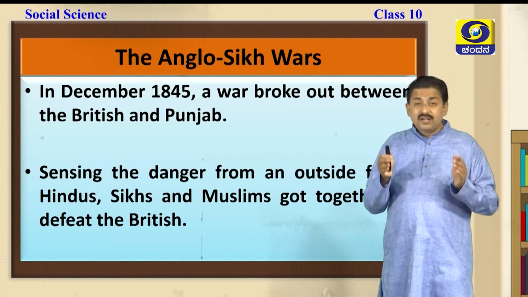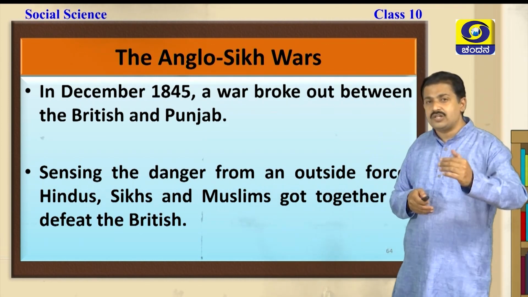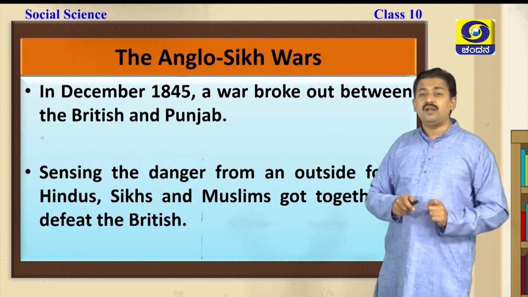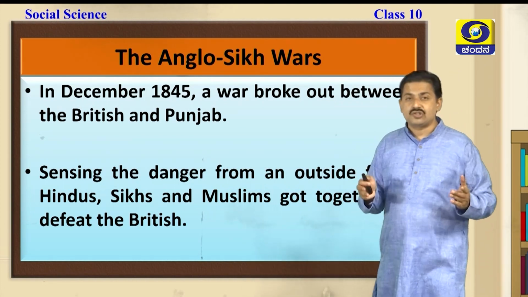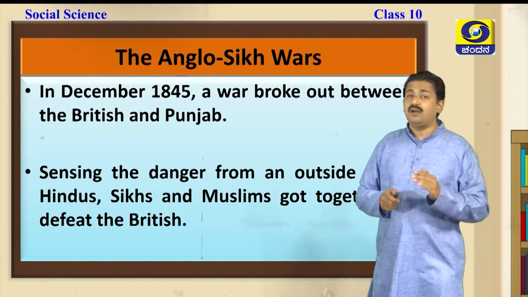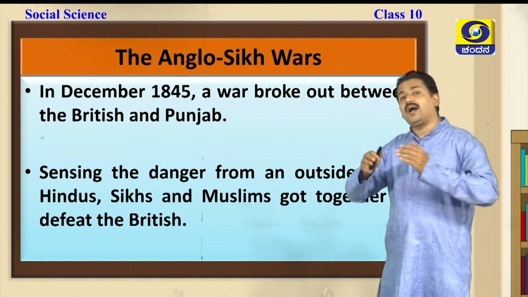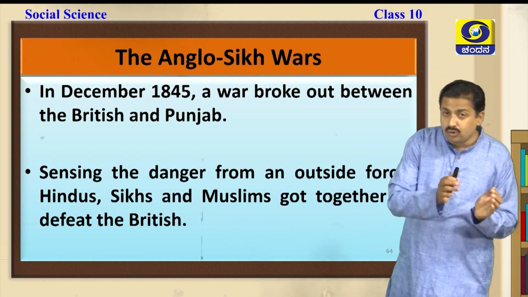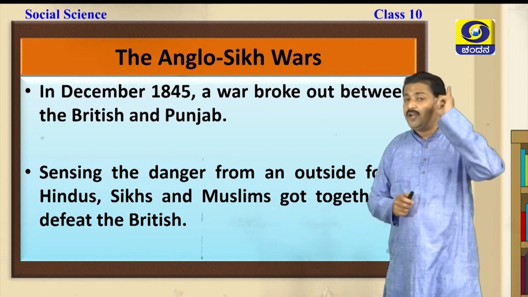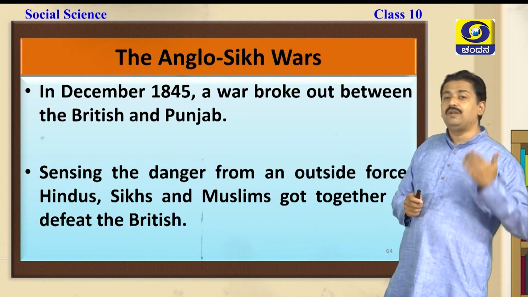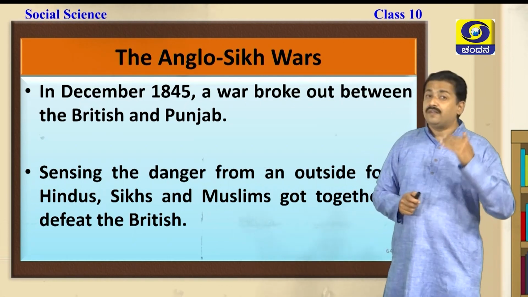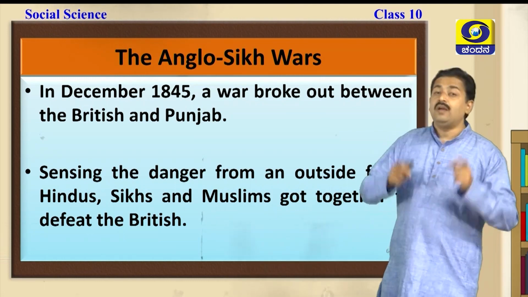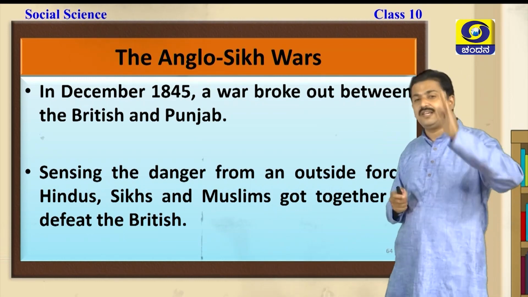But British interference in the administration enraged the people of Punjab, particularly Hindus, Muslims and Sikhs. In December 1845, a war broke out between the British and Punjab. The people of Punjab, particularly Hindus, Sikhs and Muslims, who wanted to resist the foreign administration and the outside influence on Punjab, resisted the British strongly. This led to the First Anglo-Sikh War.